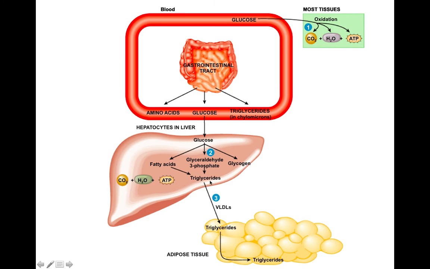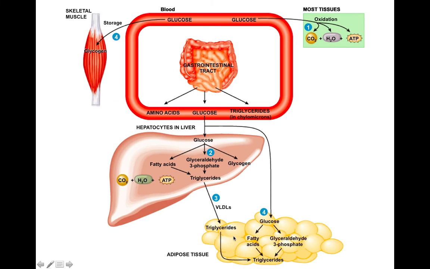The triglycerides are going to be transported to your adipose tissue where they can be stored. And this is thanks to your VLDLs, your very low density lipoproteins. They transport these triglycerides from your liver to your adipose tissue for storage. Some of this glucose also goes directly to your adipose tissue, where you see these same processes. You can transform that glucose into glyceraldehyde 3-phosphate or fatty acid and create triglycerides here in the adipose tissue. So same idea as what we saw in the liver.